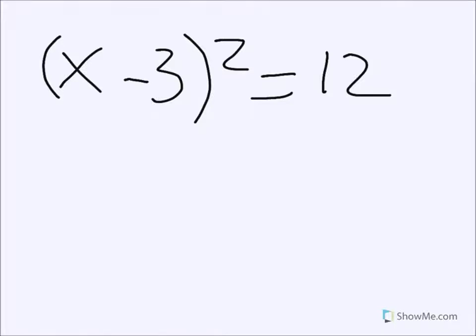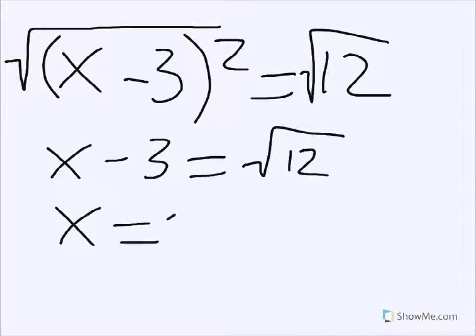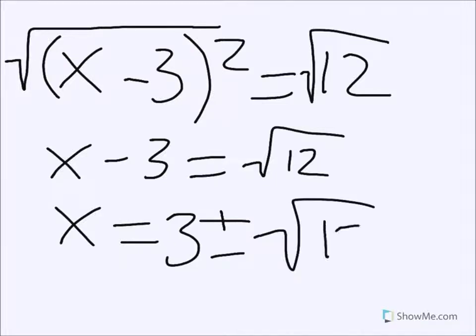So to solve this one, we're going to take the square root of both sides so that we end up with x minus 3 equals the square root of 12. Then we just add 3 to both sides, so we get x equals 3 plus or minus, because a square root can be positive or negative, the square root of 12.